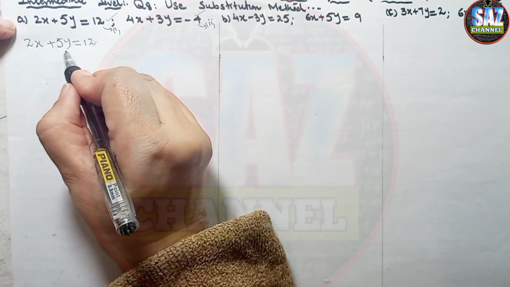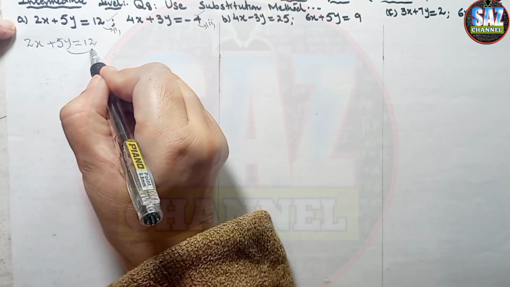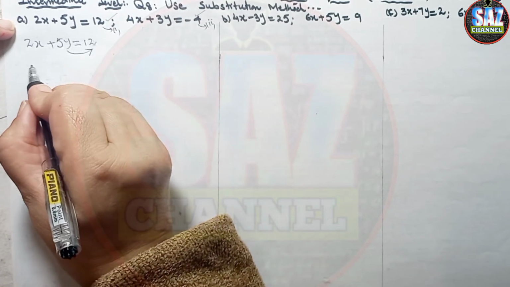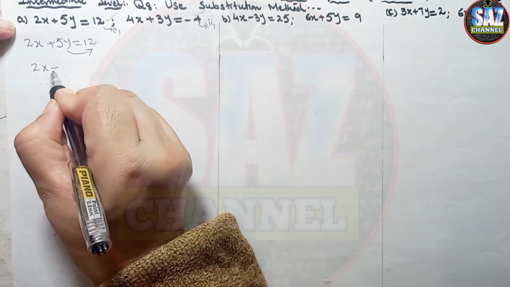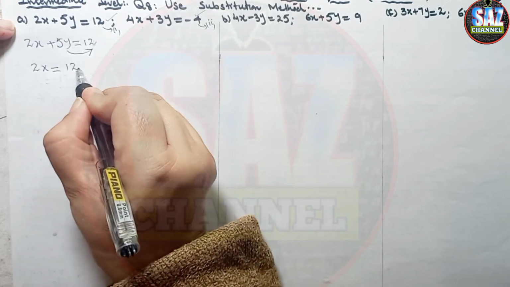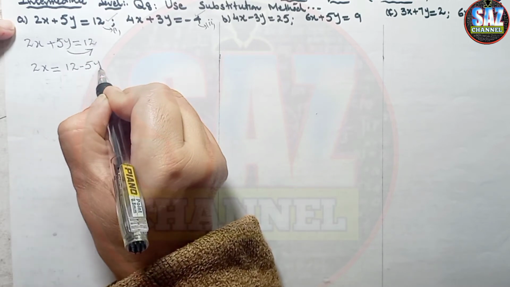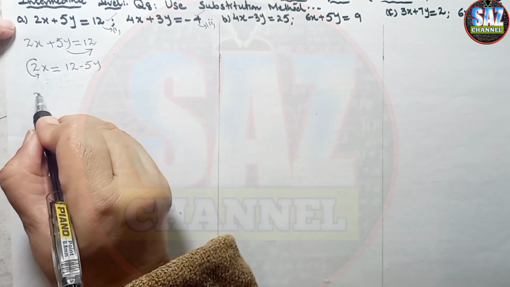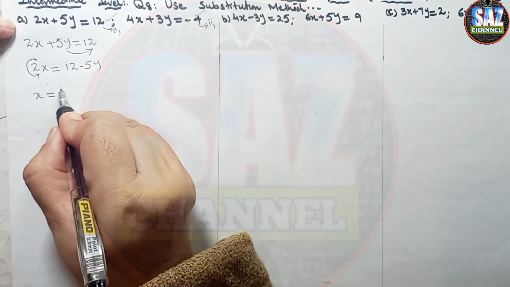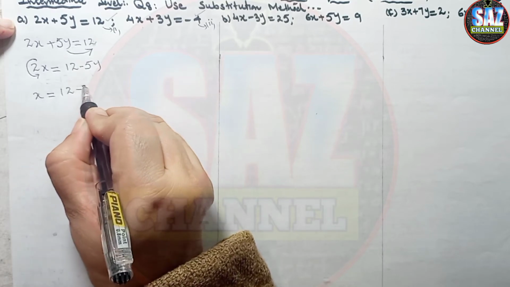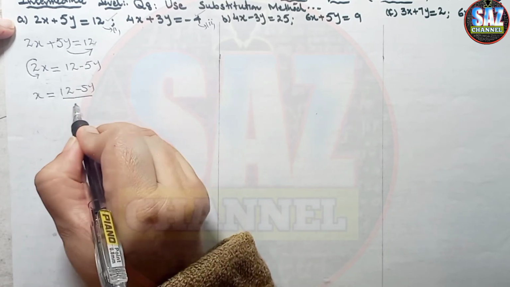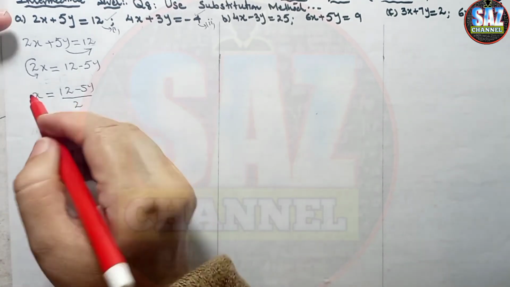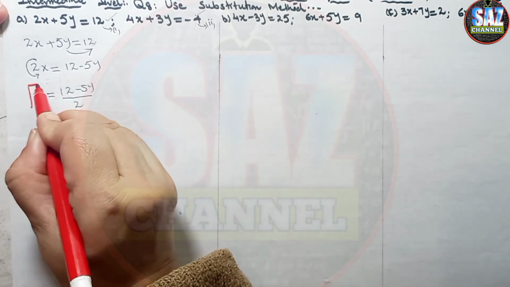Now I'm making x the subject of formula, so I have to shift this 5y to other side. So my equation will take the form 2x equals to 12 minus 5y, and in order to make x the subject of formula, I have to shift this 2 to other side. x equals to 12 minus 5y by 2. Now let me block this answer. Here I've turned my x the subject of formula.